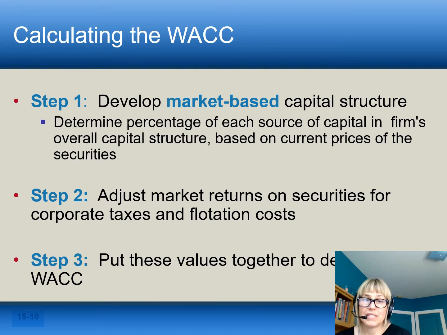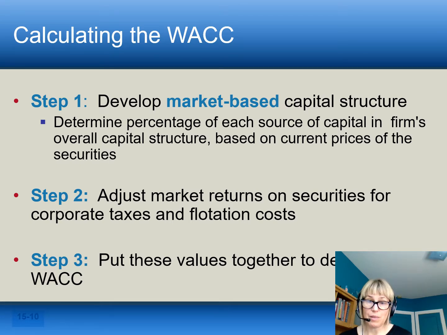So step one, develop your market-based capital structure. All that means is find out the market value of each of the shares and bonds, and if there are some preferred shares, and then add all those together to get your total capital, right? So add those three elements together for the total value, and then you just need to figure out the percentage of each to the total.